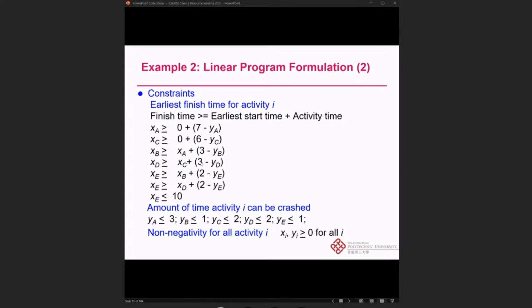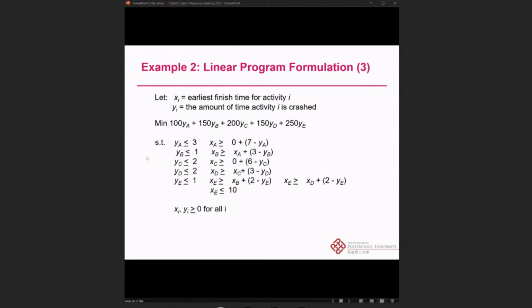Finally, the earliest finish time for activity E should be less or equal to 10, because this is the question we ask: we want to crash this project and finish within 10 days. The amount of time activity I can be crashed is limited, so YA should be less or equal to 3, YB less or equal to 1, YC less or equal to 2, YD less or equal to 2, and YE less or equal to 1. We also add the non-negativity constraint: for all activities I, XI and YI should be larger or equal to 0.